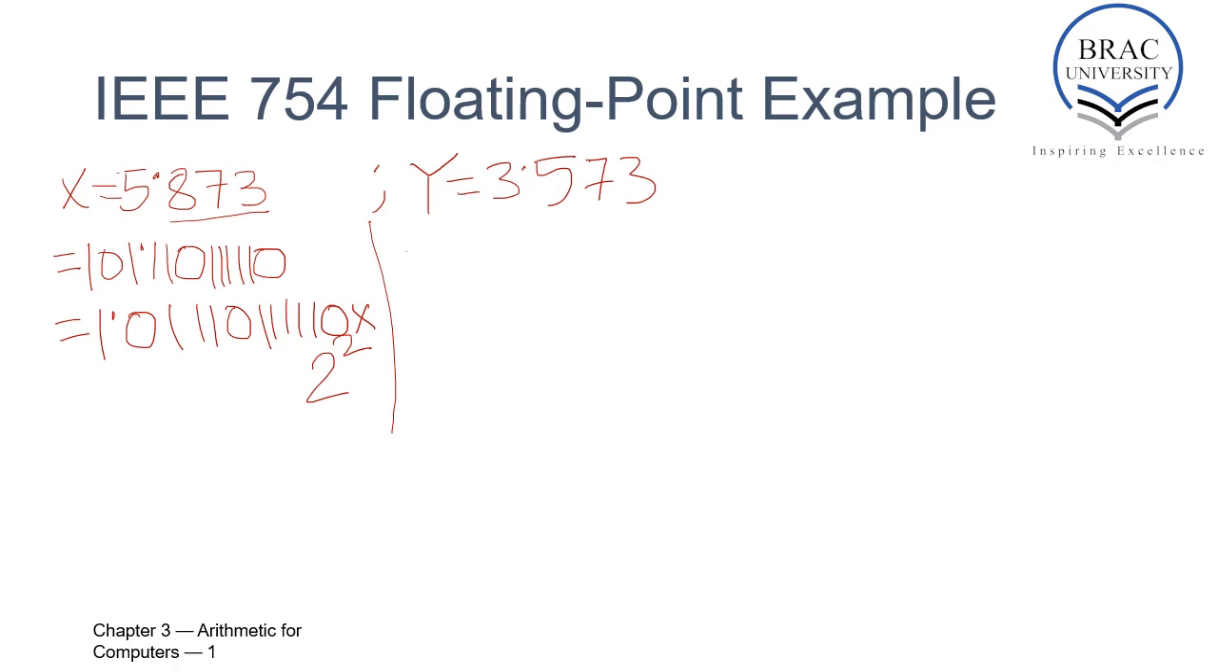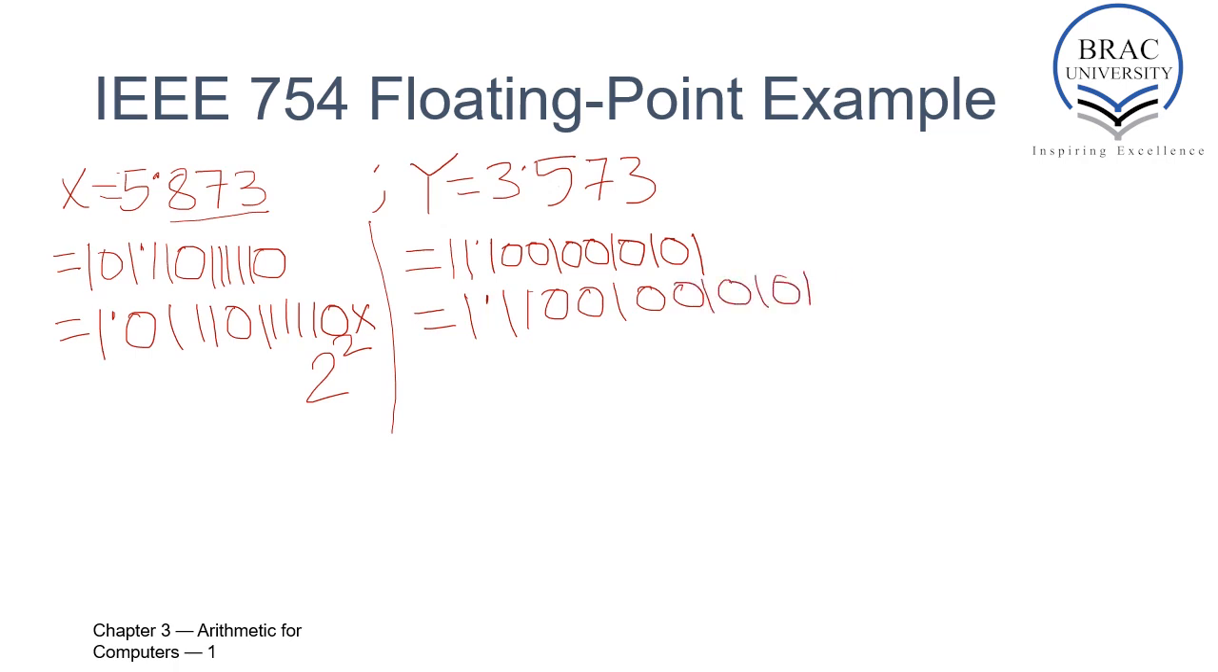What about y? For y, we know 3 is 11, and now the fractional part 573 is 1001 repeating, and so on. Again, what would be the normalized representation of this one? This is 1.1 100 100 1010 into 2 to the power 1.